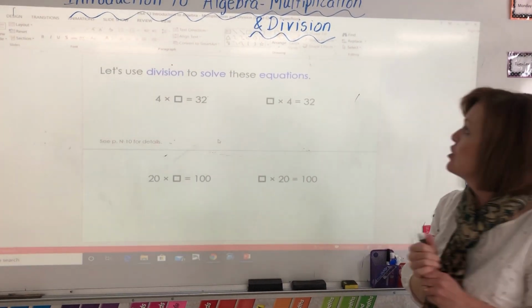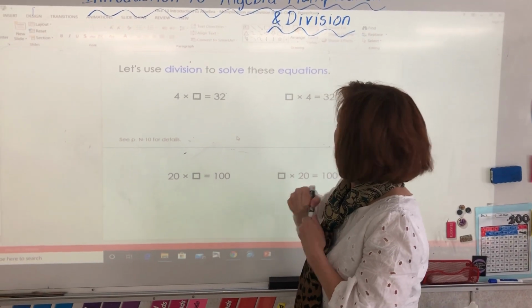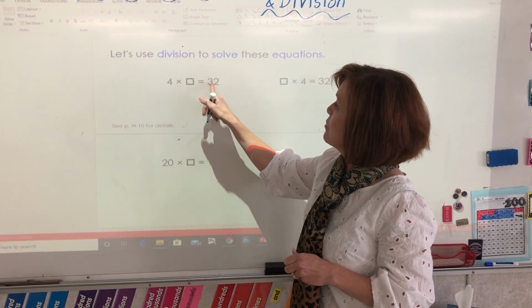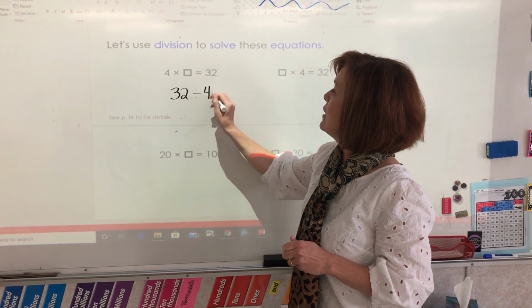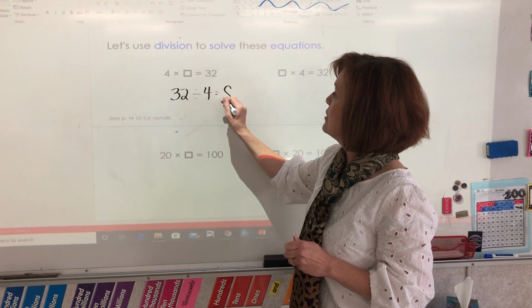So let's use division to solve these equations. Here we go. 4 times something equals 32. I'm going to say 32 divided by 4 equals 8, and you know the answer is 8.